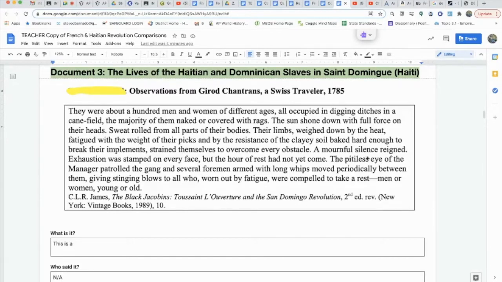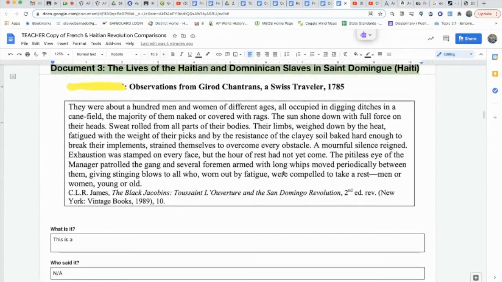A mournful silence reigned. Exhaustion was stamped on every face, but the hour of rest had not yet come, still working. The pitiless eye of a manager patrolled the gang, and several foremen armed with long whips moved periodically between them, giving stinging blows to all who, worn out by fatigue, were compelled to take a rest. Men or women, young or old.